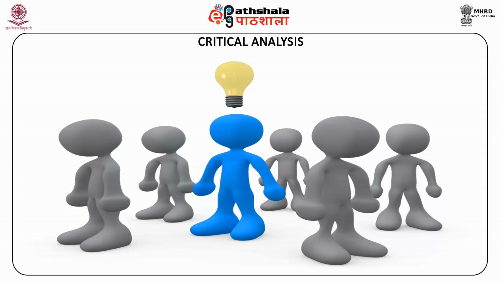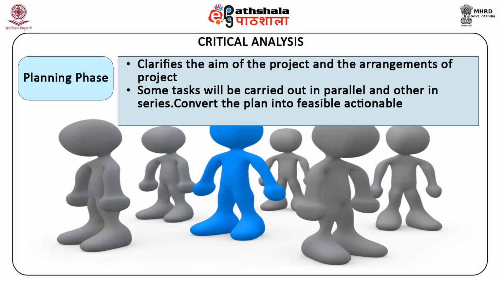CPA identifies three phases. Planning phase: this phase clarifies the aim of the project and the arrangement of project tasks into an order of precedence. Some tasks will be carried out in parallel and others in series.